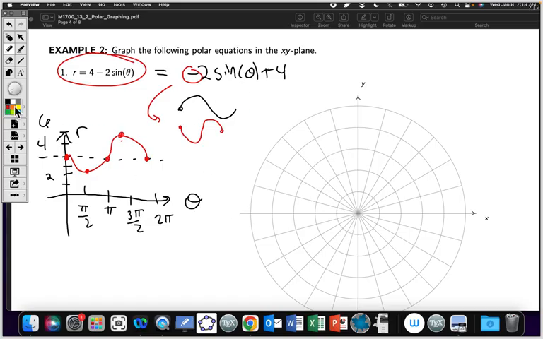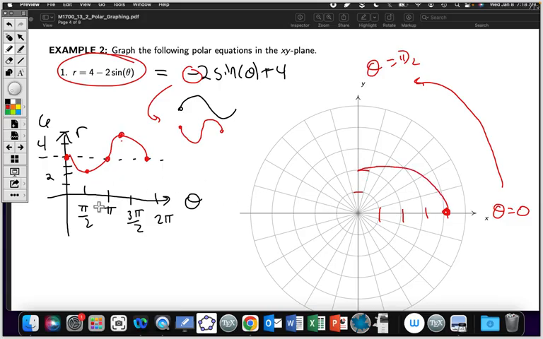So now I want to see what this is looking like over here. So between 0 and pi over 2. So here's my thetas between 0 and pi over 2. The r value starts at 4 and comes into 2. So I'm going to start out here 1, 2, 3, 4. And as I rotate from 0 to pi over 2, the r is going to go from 4 and come into 2. So it's going to come in gradually, looking like that.